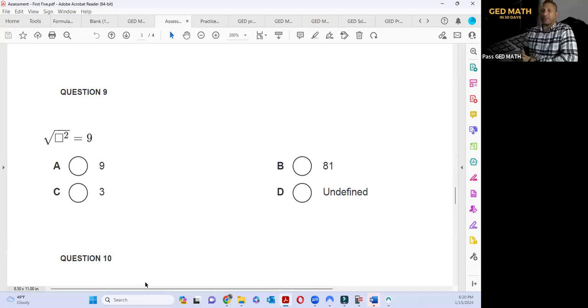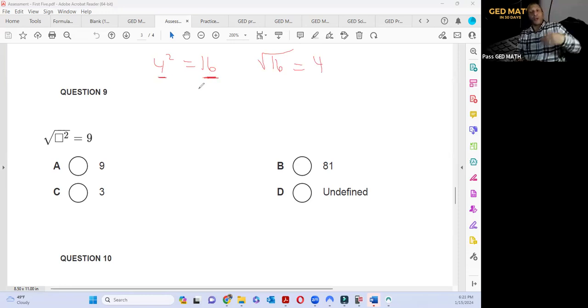Well, the inverse operation of squaring something is the square root. So I'm just going to give one little example. 4 squared equals 16. The square root of 16 equals 4. So the square root of 16 is the base, which is 4. So I recommend you know all your squares up to 15 and all your square roots to 225. That's what I would do.